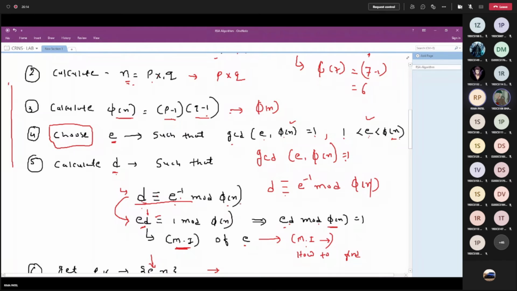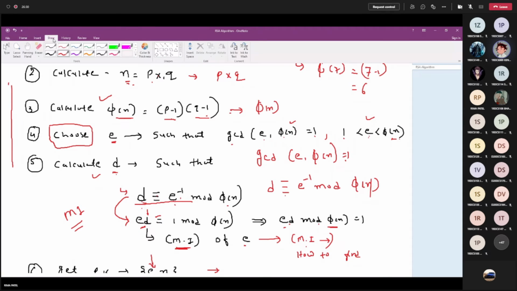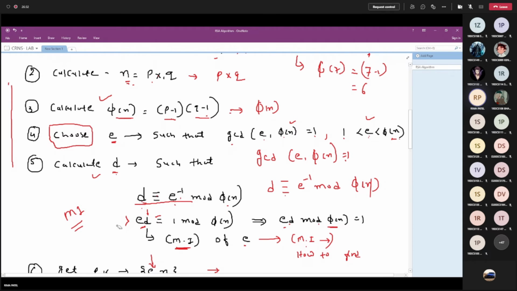So here your Euler-Totient function which we have discussed is covered, and in the fifth step the multiplicative inverse concept is also covered. So if you know these two concepts, yes. Can you please explain why D is equivalent to E inverse? Sorry. Let me clear this out and let me explain.